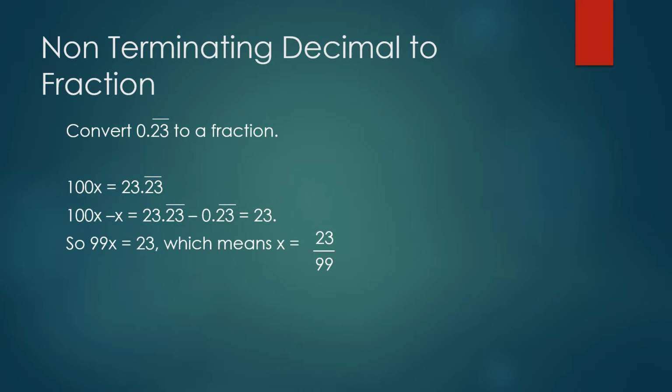So we need to convert 0.23 repeating to a fraction. The number 23 goes on forever, not just the number 3. We apply the solution from earlier. 100x is equal to 23.23, then 100x minus x is equal to 23.23 minus 0.23, which will give us 23. So 99x is equal to 23, which means x is equal to 23 over 99.